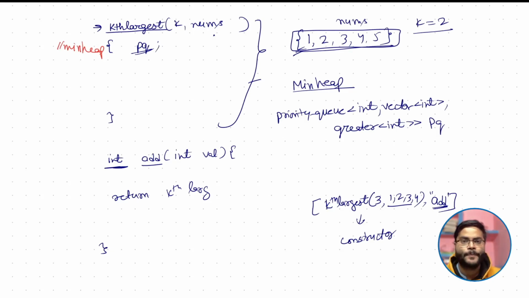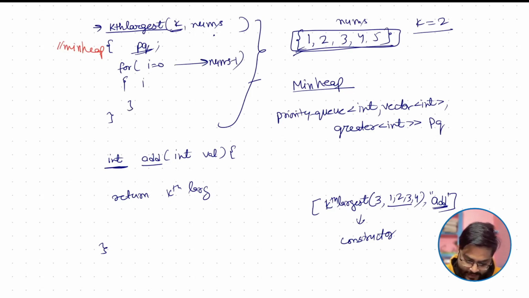Now what I can do, I will take the priority queue of size k. So I'll keep inserting the elements from 0 till nums. If my pq dot size is smaller than k, then I will keep on pushing the element. I will push nums of I, let's say.